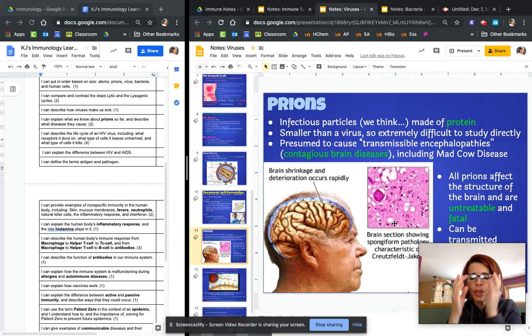So prions we think are causing things like mad cow disease, which actually affects cows. But if humans eat the infected beef, they develop a brain disease, and I'm not going to go into the name of it or whatever, but it is 100% fatal. So prions are things that we're just learning about now, and they're teeny, teeny, teeny, tiny.